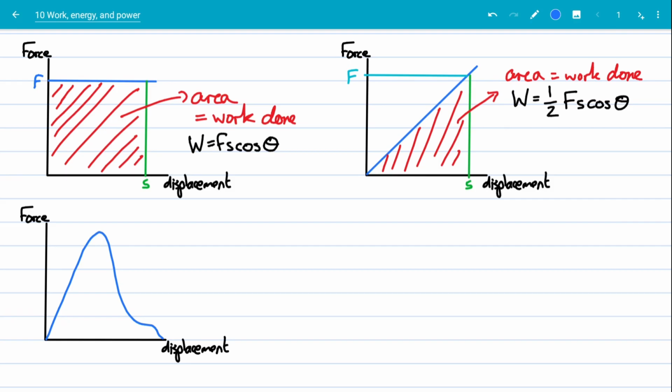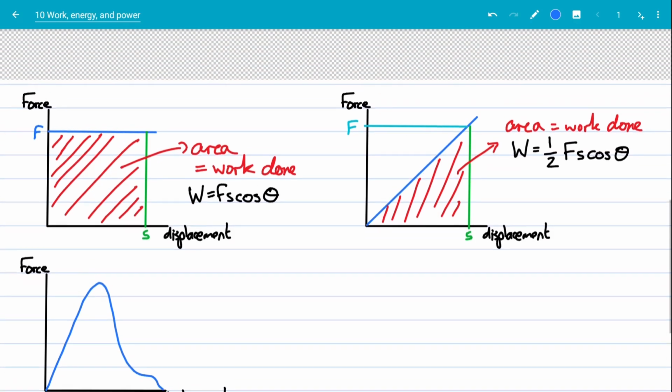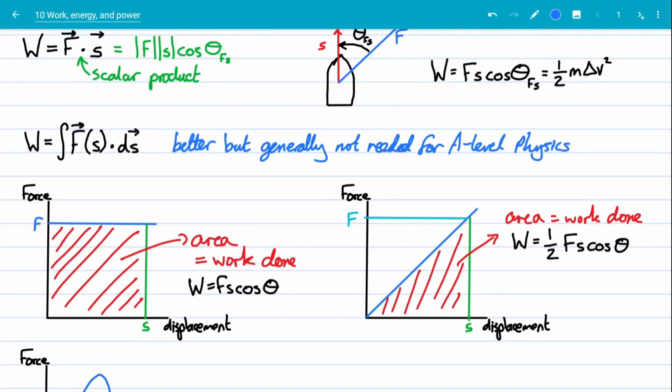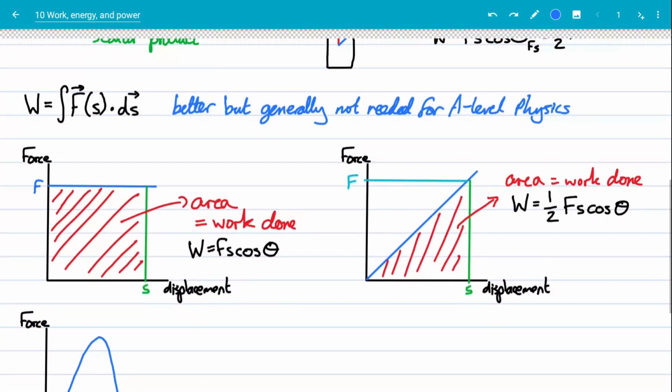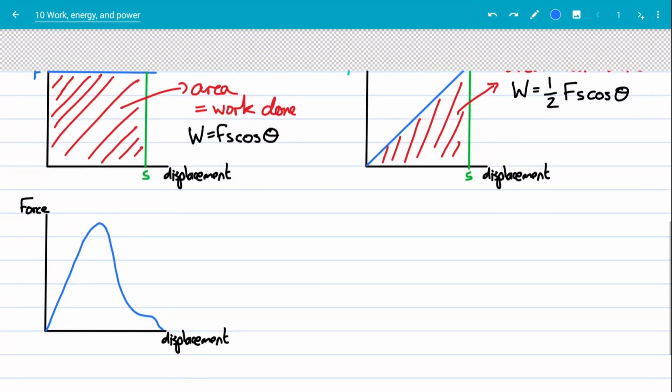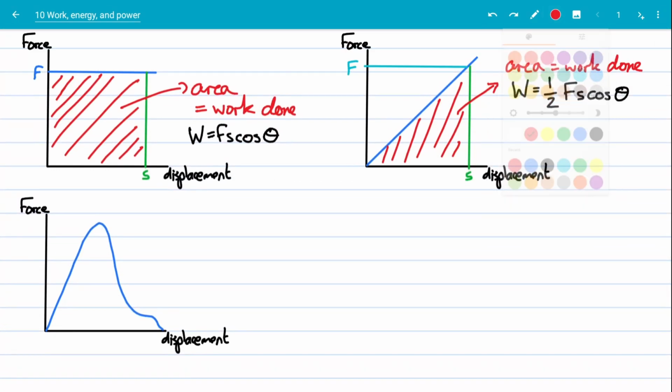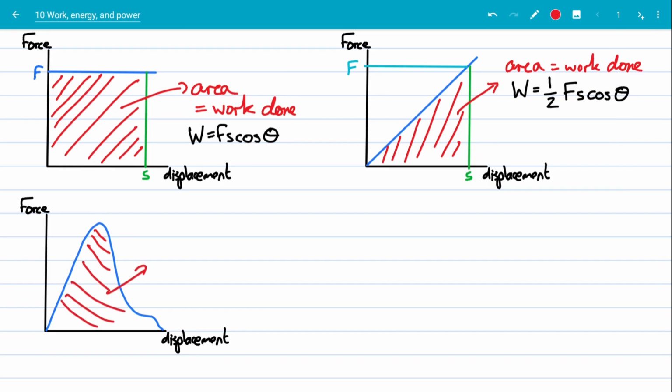Because one approach is to work out the equation of that function and then integrate that function with respect to S to get W. That would calculate the amount of energy transferred. That would calculate the work done. But we don't have time to do that in our A-level physics exam. So how do we get the area under this shape? The area is still work done. How do we figure that out?